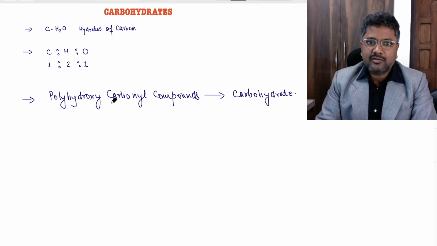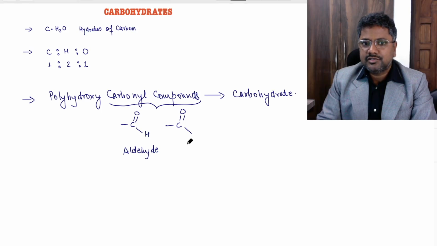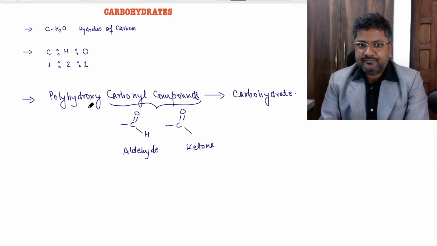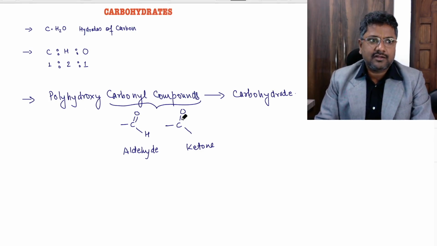Carbonyl compound means it may have this aldehydic group, and may have this ketonic group, aldehyde or ketone. And polyhydroxy means a minimum of two OH groups, right? So this is the latest definition of carbohydrates. Carbohydrates are basically polyhydroxy carbonyl compounds, right?